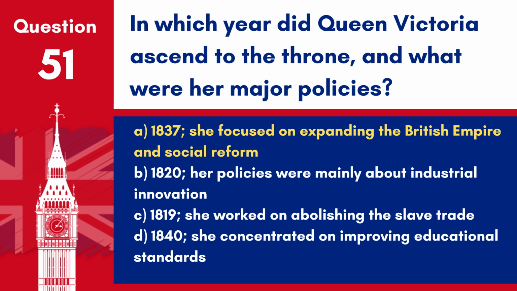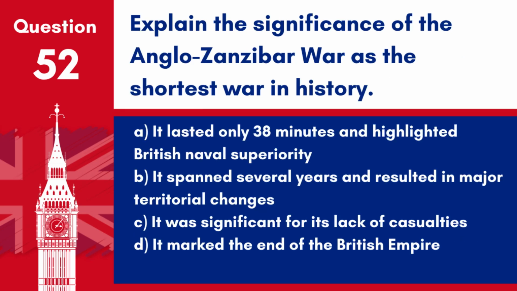Answer: A. 1837. She focused on expanding the British Empire and social reform. Queen Victoria ascended to the throne in 1837, and her reign saw significant expansion of the British Empire as well as various social reforms.